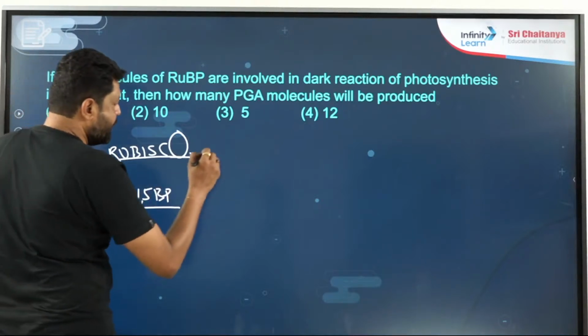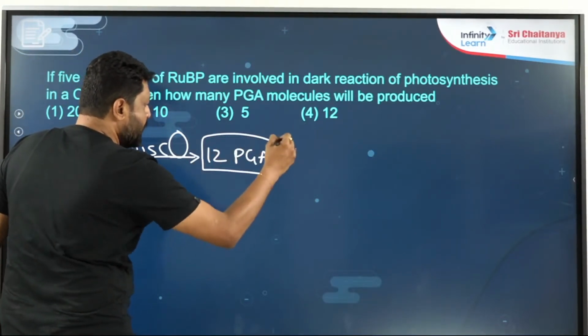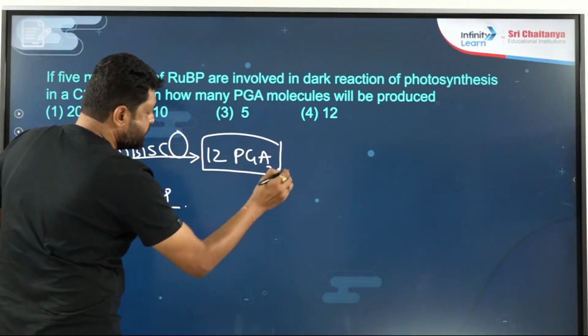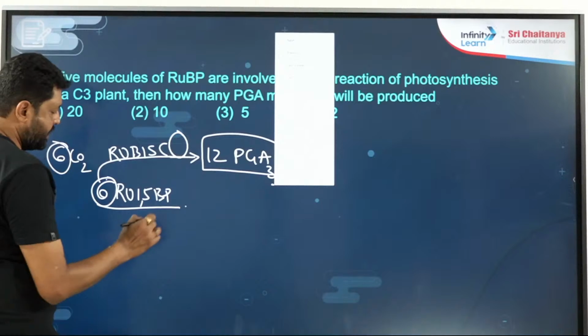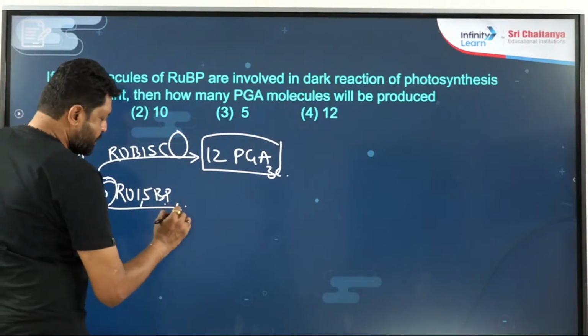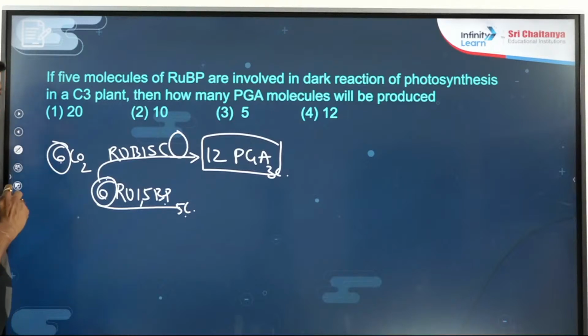will turn into 12 molecules of PGA, phosphoglyceric acid, which is 3C into 12, 3 into 12, 36. 6 into 5C, each is a 5C, 30 plus 6, 36. Was it clear?